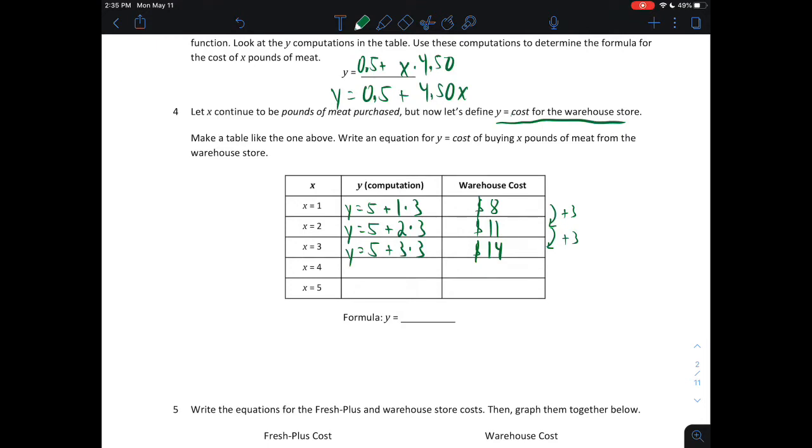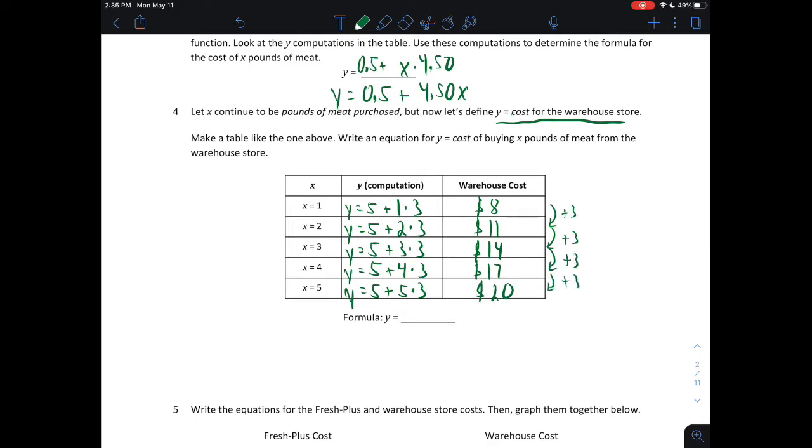So what do you think the next cost is going to be? And the cost after that? Keep in mind that pattern, but also how the computation pattern is still holding too. 5 for how much it costs to go to the store, plus the number of pounds of meat, 4, times how much per pound, which is $3 per pound. So for 4 pounds, this becomes 5 plus 12, which is 17. And then for 5 pounds, it's 5 plus 5 times 3, which becomes 20.